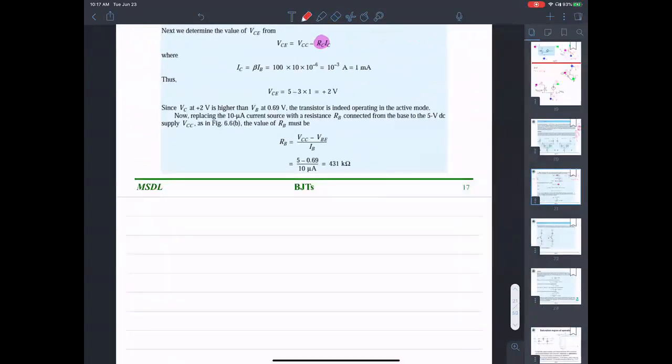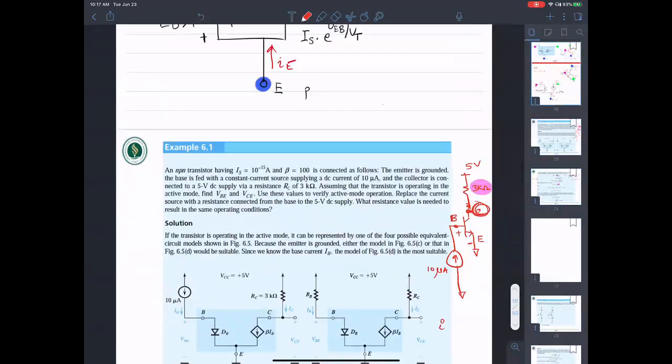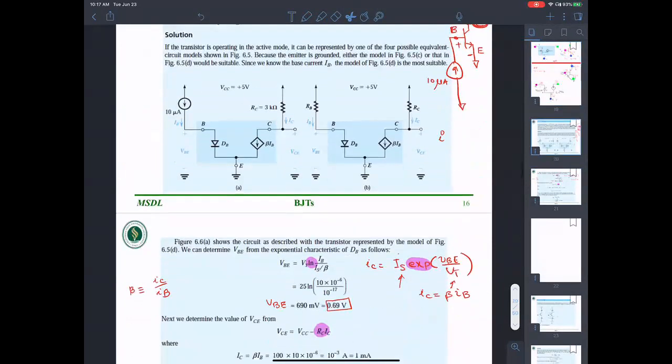Okay, let me add a page. Let me copy this.